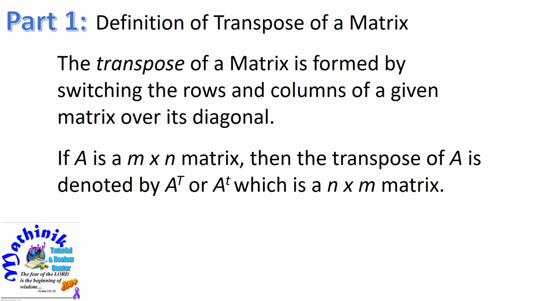So let's start. The transpose of a matrix is formed by switching or flipping the rows and columns of a given matrix over its diagonal. So it means that if A is a matrix with the dimensions m by n, then the transpose of A is denoted by A transpose, either with a capital letter T or small letter t, which is now a matrix with the dimensions n by m, or n times m.